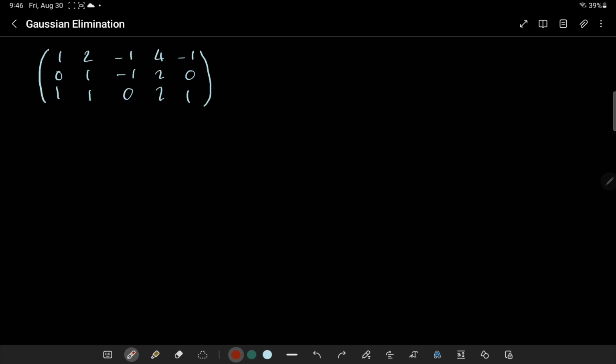Step 3 will be make zeros below that pivot position. So my pivot is 1. I already have a 0 down here. Now I'm going to make this one 0. The way you make zeros is by doing elementary row operations. So in this case, I'm going to grab row 3 and subtract from it row 1. And then the rest I'm going to copy the same. So 1, 2, -1, 4, -1. Do I have to say it? Sure, of course I have to say it. 0, 1, -1, 2, 0. Otherwise, you're going to fall asleep.